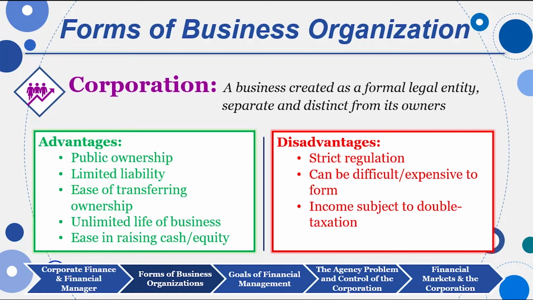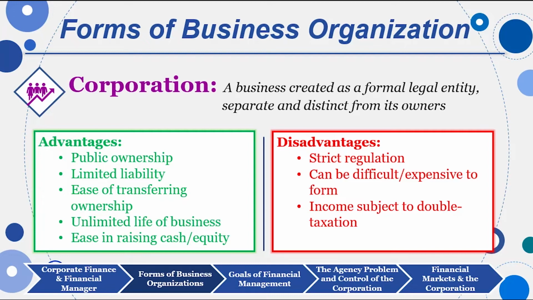You can sue the corporation and leave the owners untouched. Advantages are public ownership. You can sell stock in your corporation. There is limited liability of the corporation, and very simple to transfer ownership. You just sell the corporation. Unlimited life of the corporation.